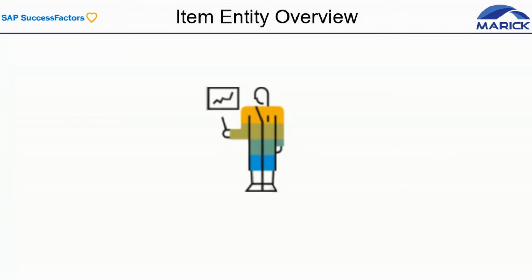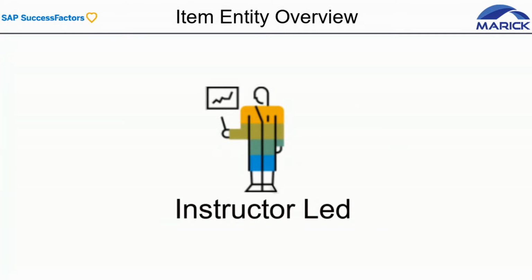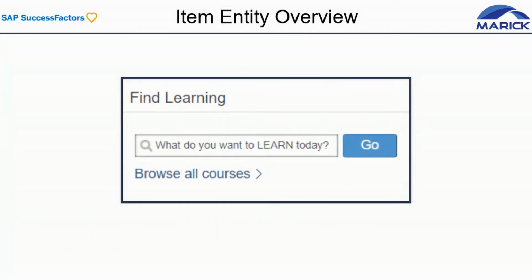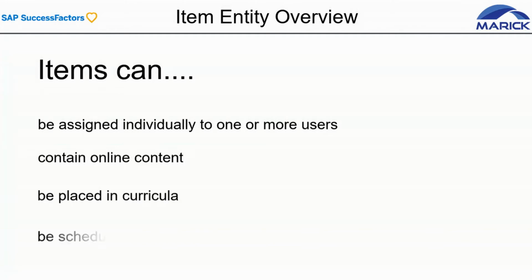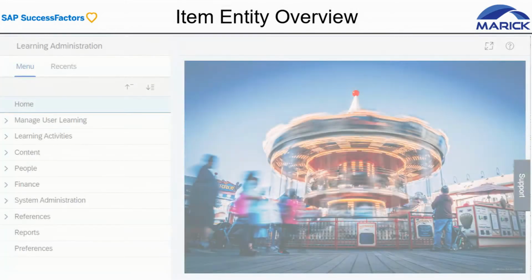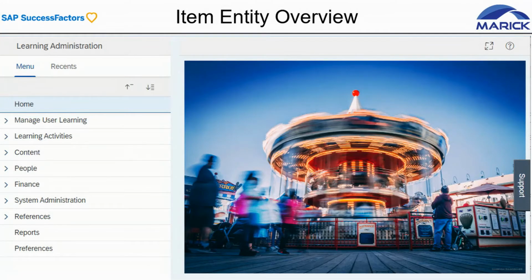Items can be scheduled as instructor-led classes. These classes can be set up to send email notifications to enrollees, managers, and instructors. In addition, users in the LMS can access a catalog of items and curricula in order to self-assign or self-enroll themselves as needed. Items can be assigned individually to one or more users, can contain online content, can be placed in curricula, and scheduled. Let's look at the item entity record in more detail.